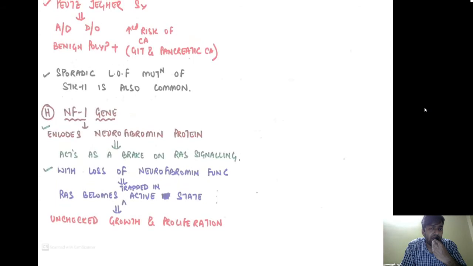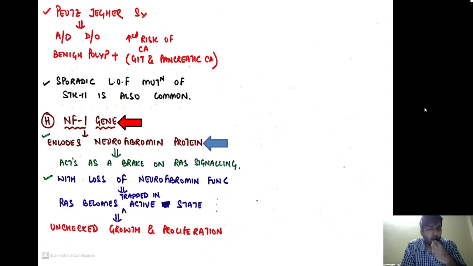Now, the next important tumor suppressor gene is the NF1 gene, which encodes a protein called neurofibromin, which acts as a normal brake in the RAS signaling pathway. As you all know, RAS is an oncogene and RAS signaling is an oncogenic signaling pathway. So neurofibromin acts as a brake for this particular pathway. With the loss of neurofibromin function, the RAS will become trapped in the active state. So what will happen is that there will be unchecked growth and proliferation.